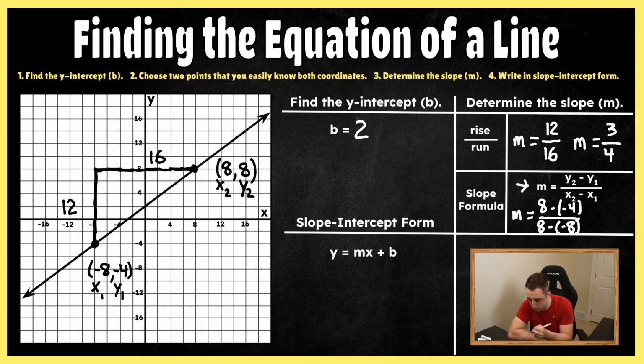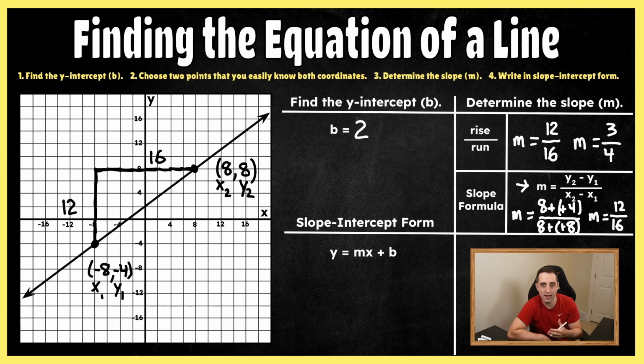Now let's go ahead and do the subtraction here. 8 minus a -4. If you're subtracting a negative, that actually turns to addition. So this is going to turn to 8 plus 4. The same thing happens in the denominator, this will also turn to addition because you're subtracting a negative. For 8 plus 4, you get 12. 8 plus 8, you get 16.